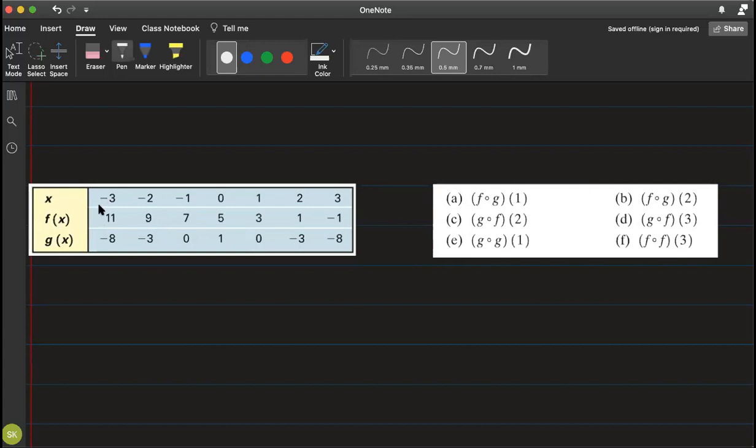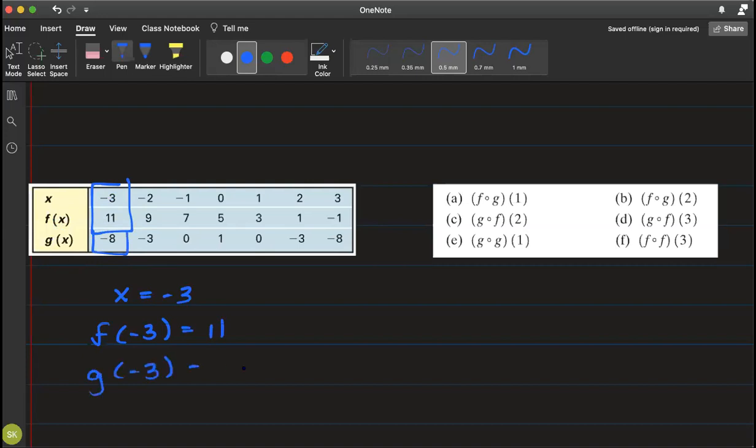So here I have X, and let me write some information down here so we can understand this chart. So let's focus on what's happening here. You see that I have X is -3, and underneath it, I have f of -3 is equal to 11. So what this means is for this X value, -3, if I plug it into the function, I'm being sent to 11. And down here, this is saying when I plug in -3 into the function g, I'm being sent to -8. So you can continue this.